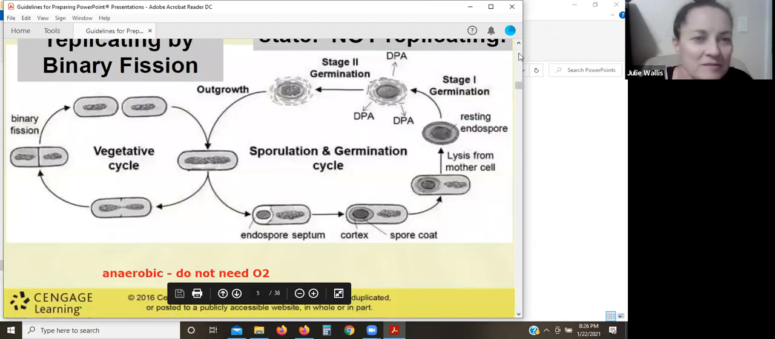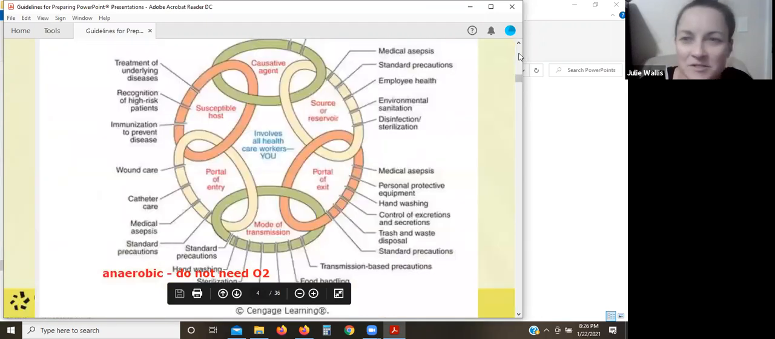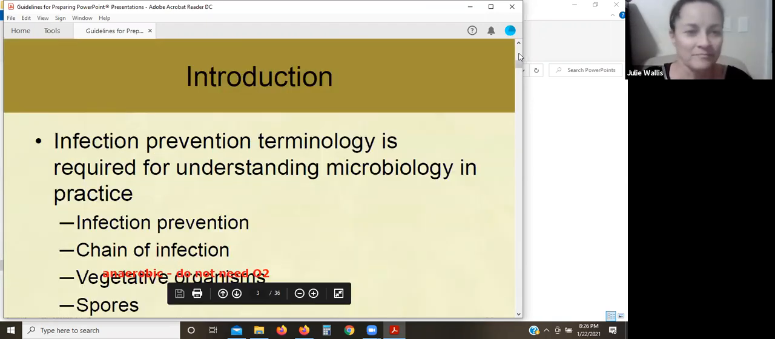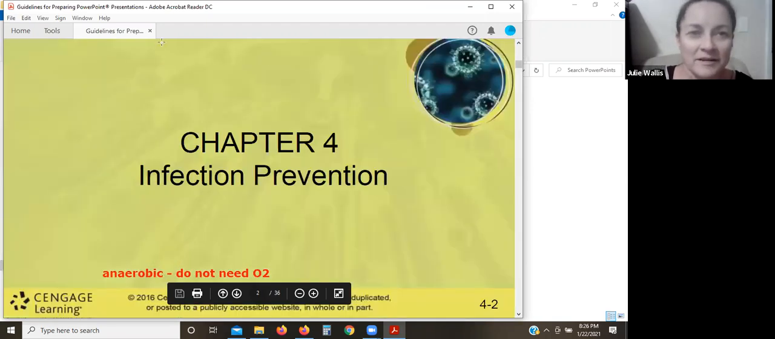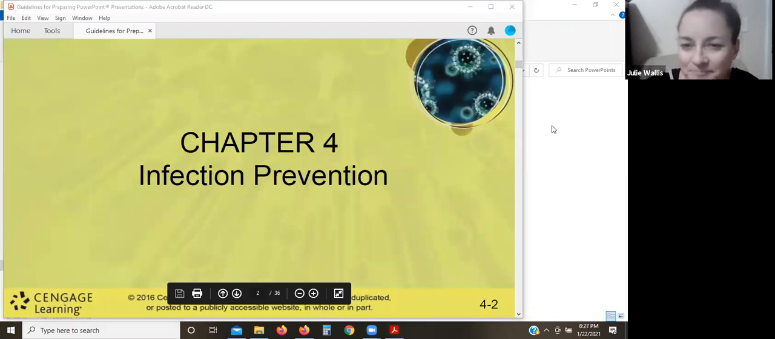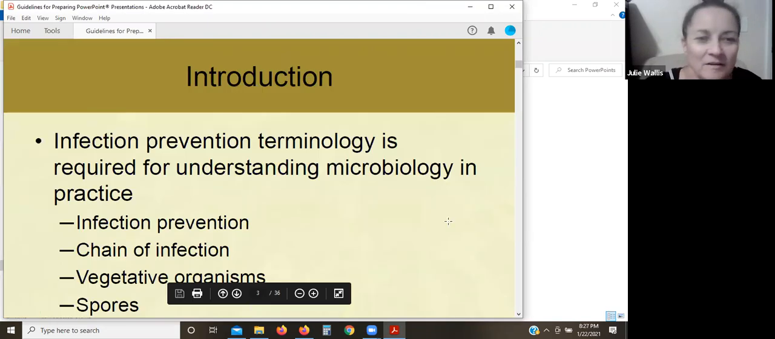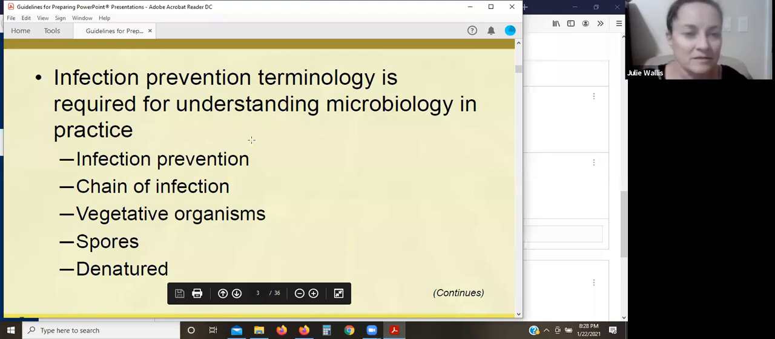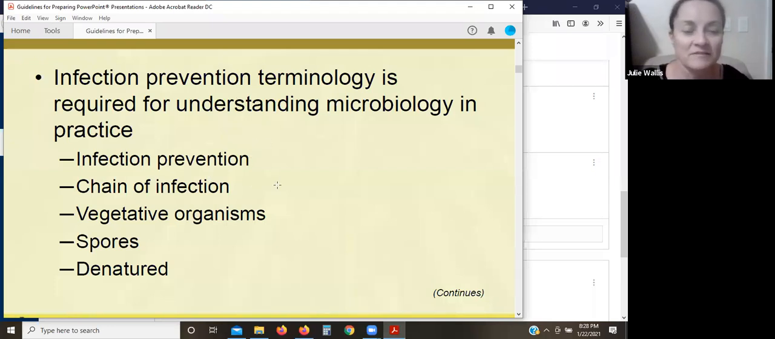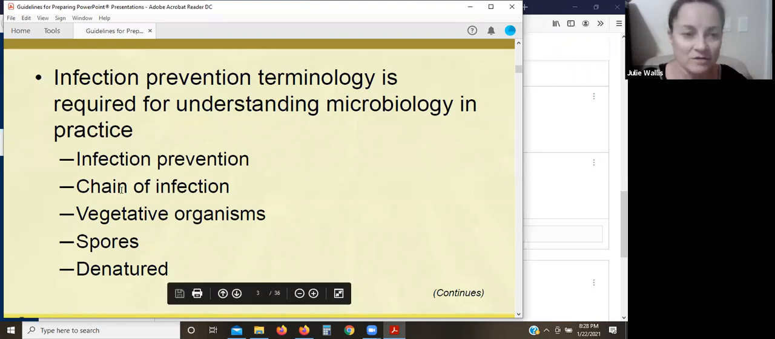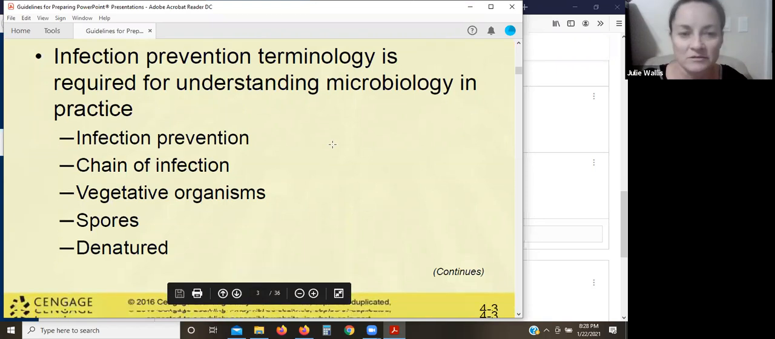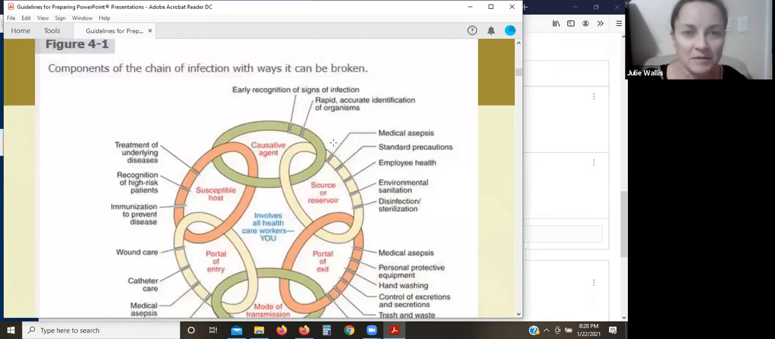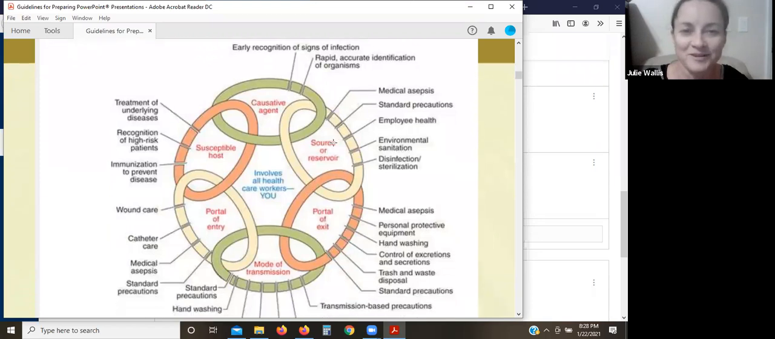Chapter 4, and this one's not as long, so that should be some consolation, I guess. This one's on infection prevention. Here is some of the terminology that's important for this: infection prevention, the chain of infection, which I've added a diagram for, vegetative organisms, spores, and denatured are some other key terms. They seem random, but they'll make sense when we go through this.